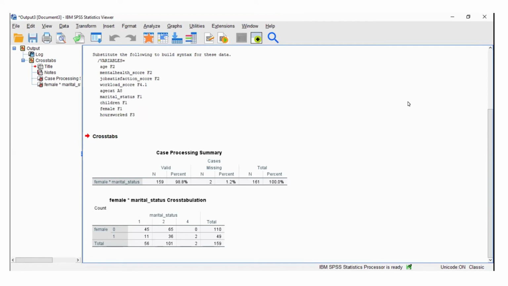Okay, the first one, the case processing summary, it talks about the total number that we have. Just focus on the table, the 2x2 table. The table is saying for females under 0, and the males represented by 1. I'm not sure. I think 1 is single, 2 is married, 4 is divorced. I think. Just as an example, 1, 2, 3, 4. I think your data may be wrong.